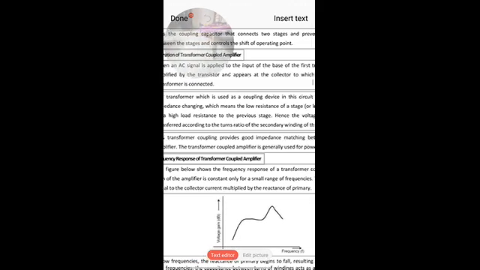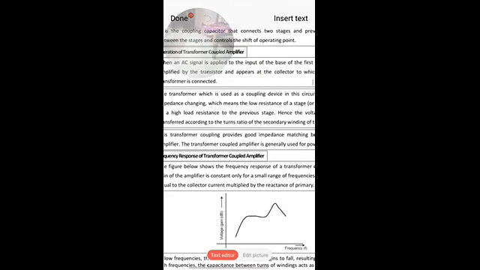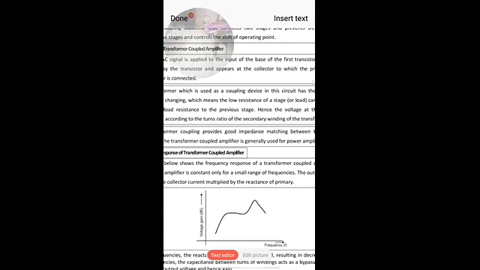So the transformer here, the primary of which is connected in the collector circuit of the first stage, is nothing but a coupling transformer and is used as a coupling device. Hence the voltage at the primary is transferred according to the turns ratio to the secondary winding of the transformer.